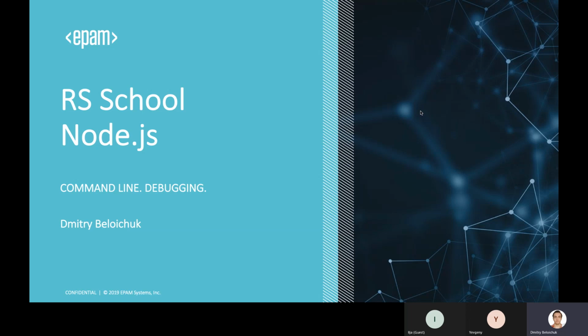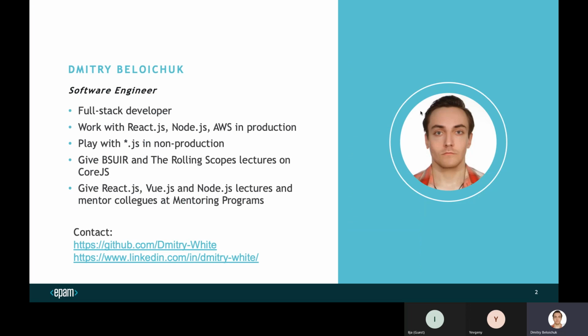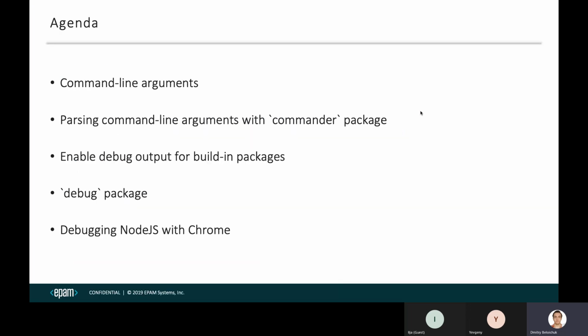So without further ado, this is me again, your host for today's lecture, and this is what we're going to discuss for the next hour or so. We'll look into command line arguments. Where do we have those arguments? Arguments of what specifically? We'll learn how to parse command line arguments with something that is quite often used when we talk about command line packages, which is a helper library, Commander.